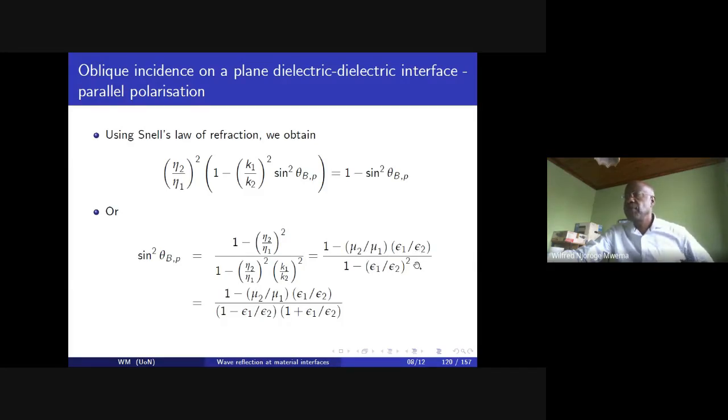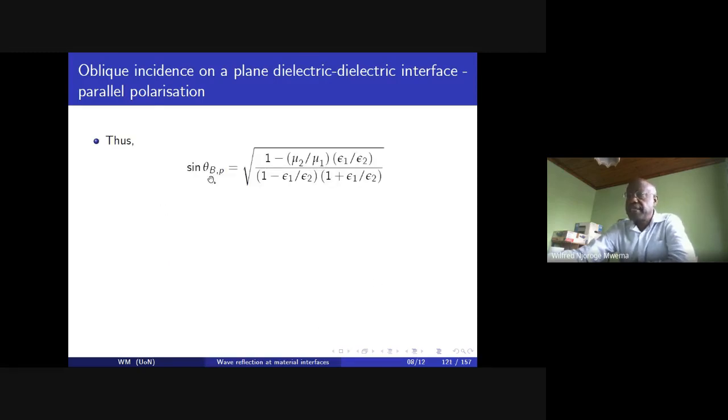So if you recall from the normal polarization case, we had the bottom having the mu's and the top having the epsilons. Now we have the bottom having the epsilons alone down here. You should take a square root here, but I think that is correct, the way it is. And thus, the sine of the Brewster angle is going to be given by that value.